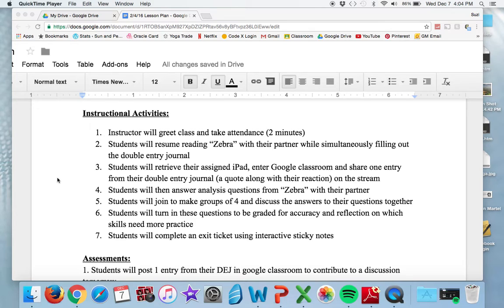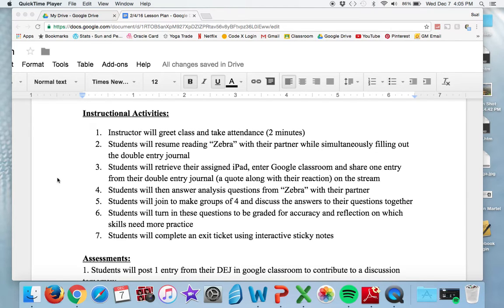Then students will answer the analysis questions from Zebra with their partner. Then students will join to make groups of 4 and discuss the answers to their questions together. I really love collaboration. I think that that's probably one of the best ways that students learn. Obviously, when they're around their peers, they are more inclined to maybe chat a little bit more than normal or maybe get off task, but that's where the teacher comes in. You really have to set the bar and tell them what the expectation is when they're working in groups or with a partner.